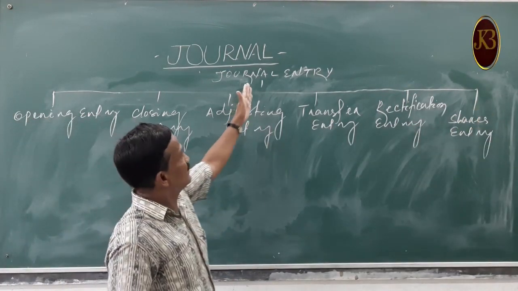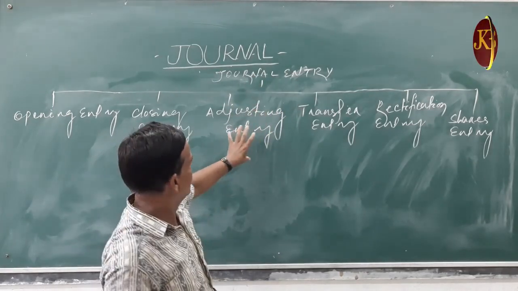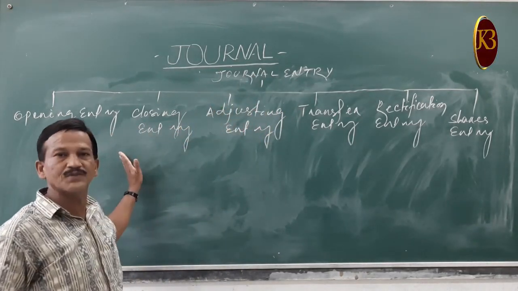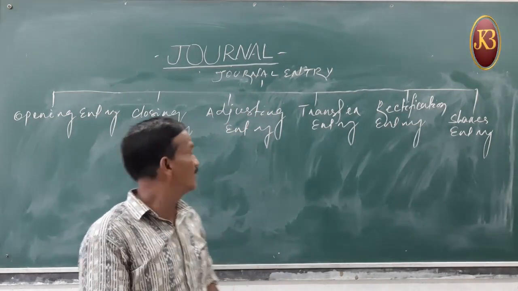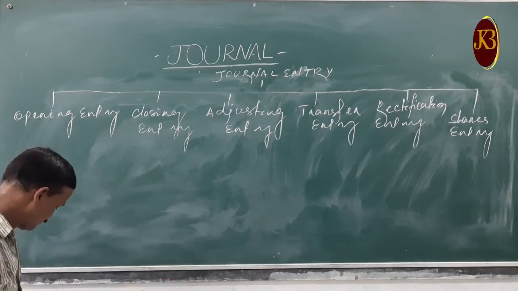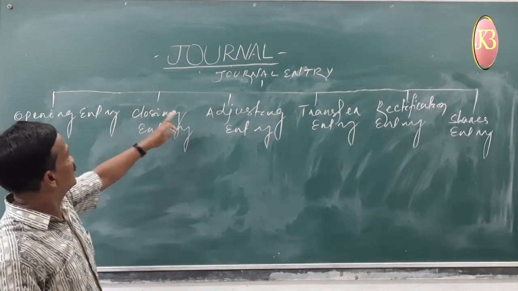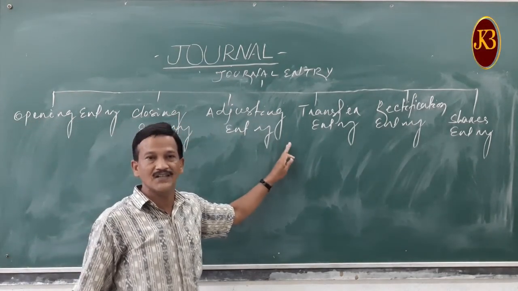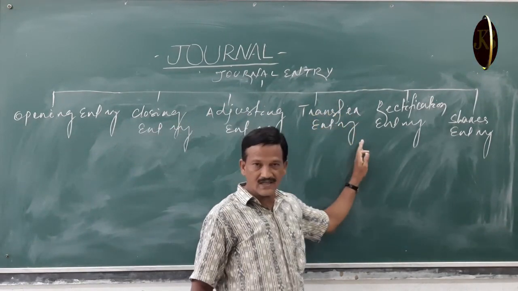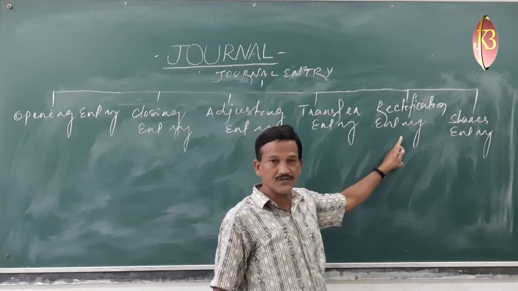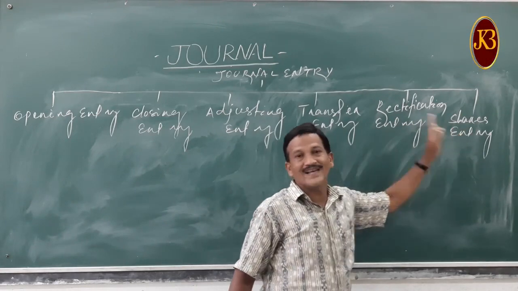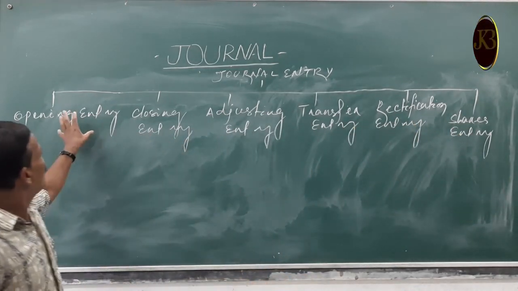Let's come to the types of journal entries. These are the different types of journal entries. First is your opening journal entries, second is your closing journal entries, third is your adjusting entries, fourth is your transfer entry, fifth is your rectification entry, sixth is your shares entries. First is your opening entries.